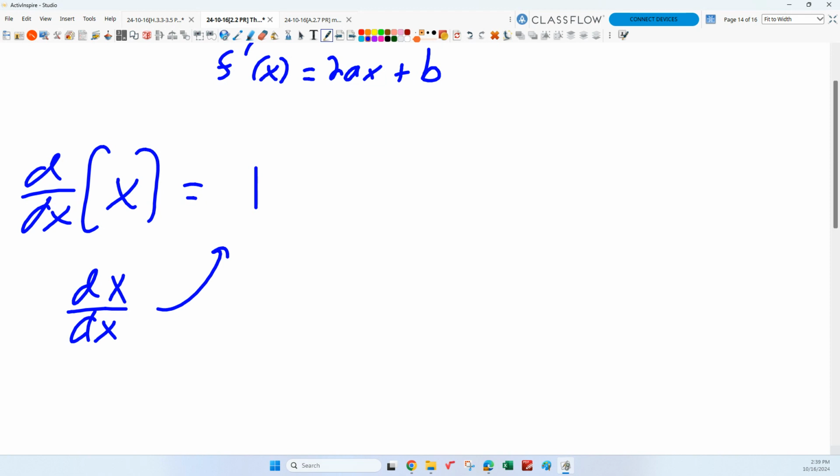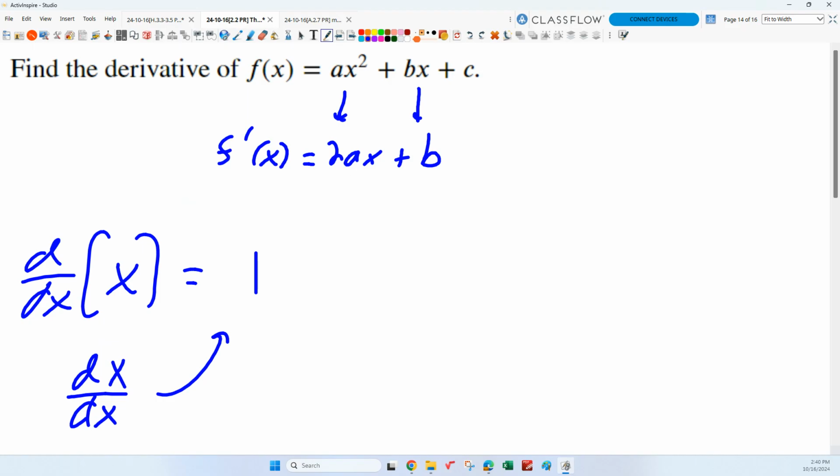Okay. That's just a little consistency in the notation. But the way to think about it is using the power rule. That's x to the 1. Bring the 1 out. I get 1 times x to the 0. x to the 0 is 1. So it's 1. Okay? So that's what we get from that one.